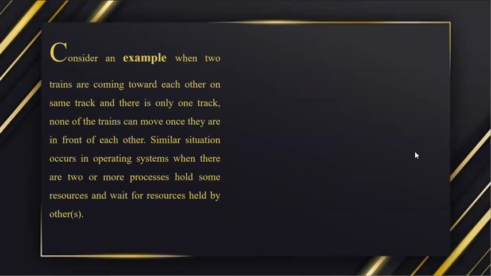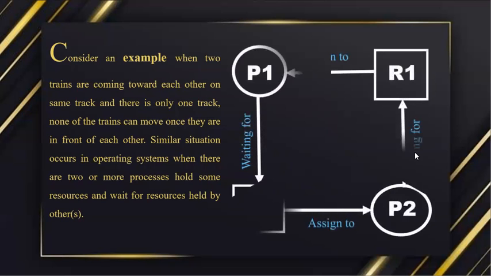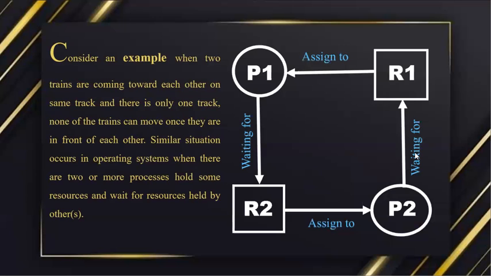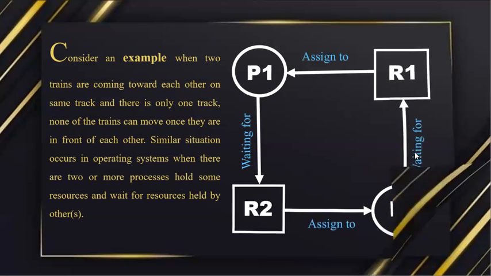Consider an example when two trains are coming towards each other on the same track and there is only one track. None of the trains can move once they are in front of each other. A similar situation occurs in an operating system when two or more processes hold the same resources and wait for a resource held by the other. For example, in the given diagram, process 1 is holding resource 1 and waiting for resource 2, which is acquired by process 2, and process 2 is waiting for resource 1. So this diagram has a deadlock condition.